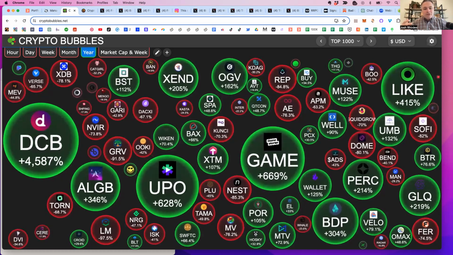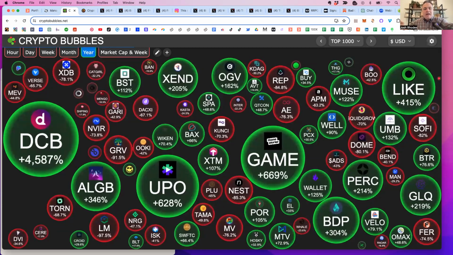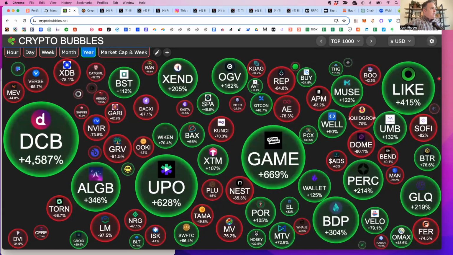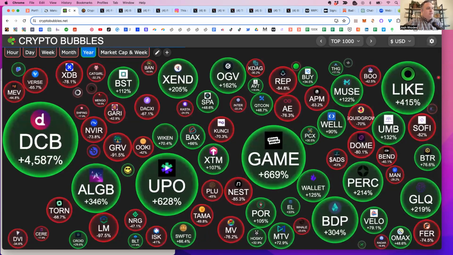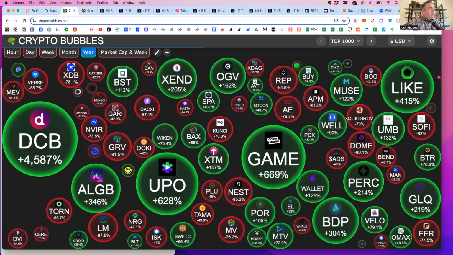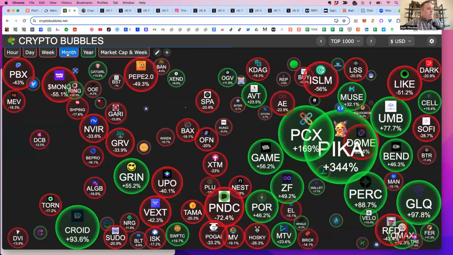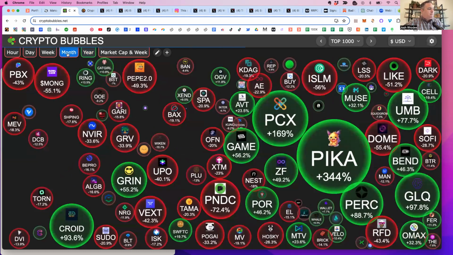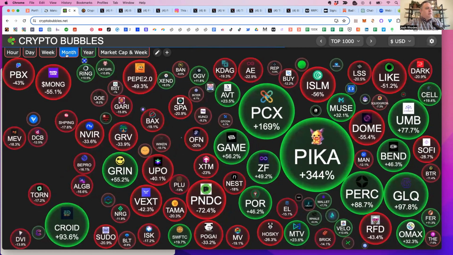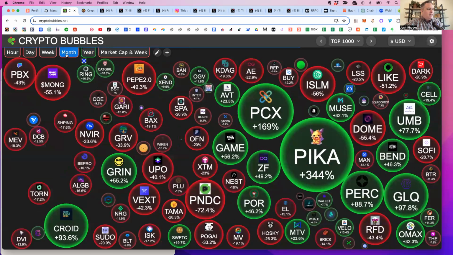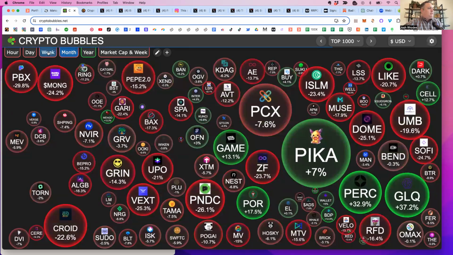I've got a lot of tabs open as usual on my screen, and we're starting here at cryptobubbles.net. It's just a good visualization of what's popping and what's not moving so far this year, and of course this month. It's a very mixed bag. There's a lot of altcoin movement, but not a lot of popular tokens.